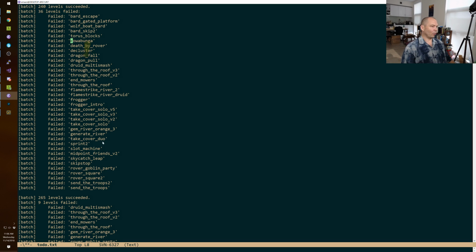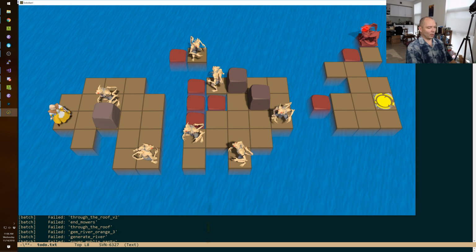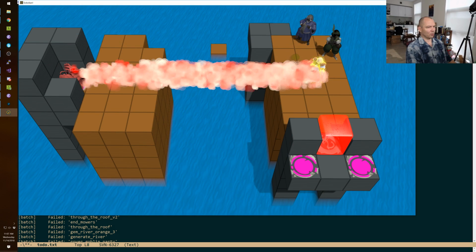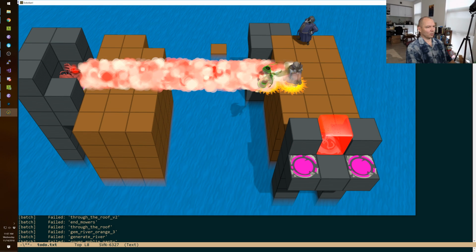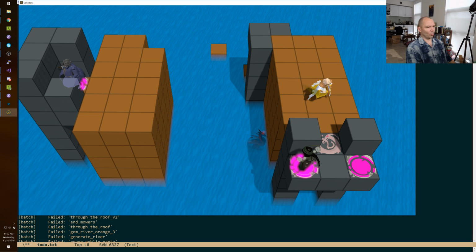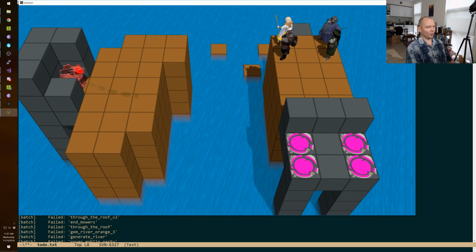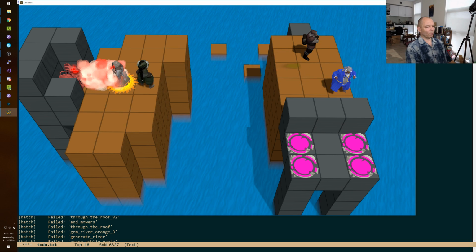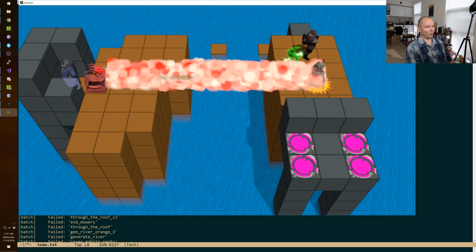I mean, for all I know, some of the other... I only reset that on monsters. Maybe, like, rovers have this problem. Let's try the dragon levels. Dragon fall. So slow frame rate. Okay, well, that succeeded. Is this dragon pull? Yeah. So that's at least three levels that we fixed, probably, if this one succeeds.